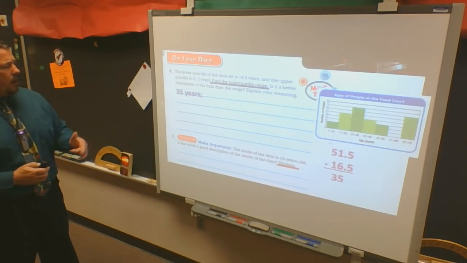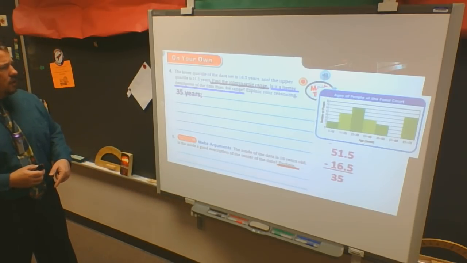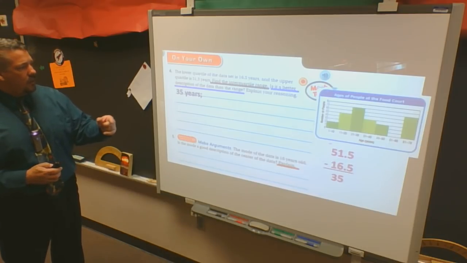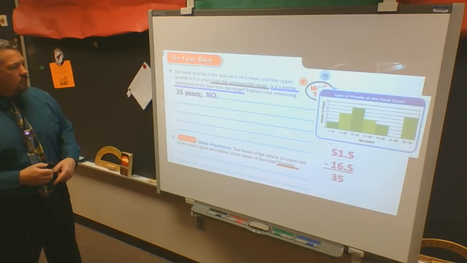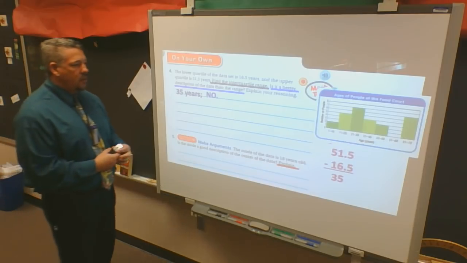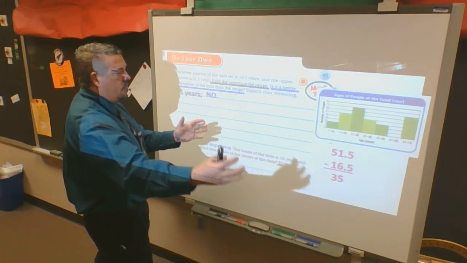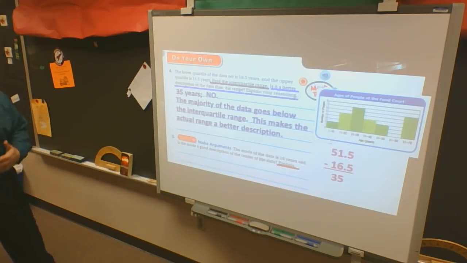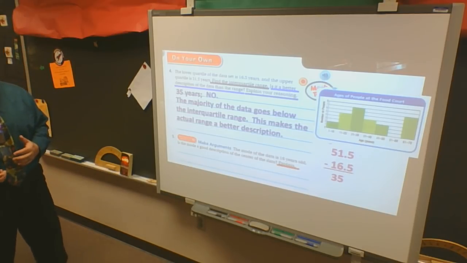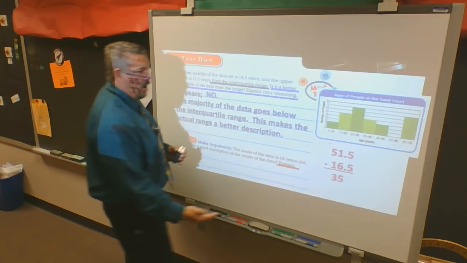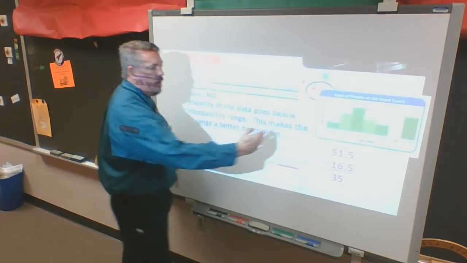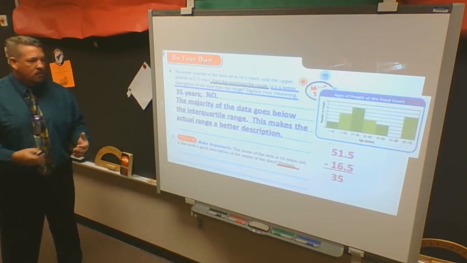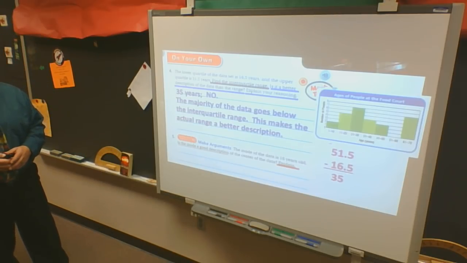Well, if that's my interquartile range, is it a better description than the range itself? Well, it's not going to be a better description than the range itself because my range is going to include everyone. Explain your reasoning. The majority of the data goes below the interquartile range. If I was here, then most of my information is less than that. It's really not the best description overall.